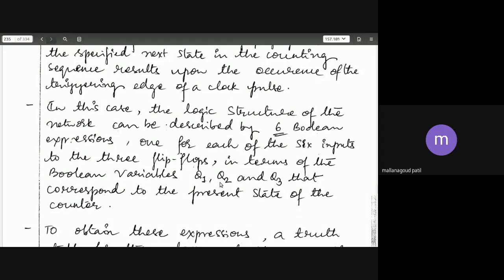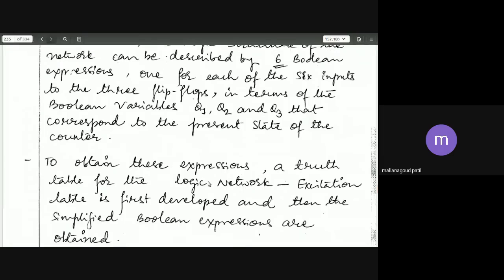In this case, the logic structure of the network can be described by 6 Boolean expressions, one for each of the 6 inputs to the 3 flip flops, in terms of the Boolean variables Q1, Q2 and Q3, which give the present state of the counter.